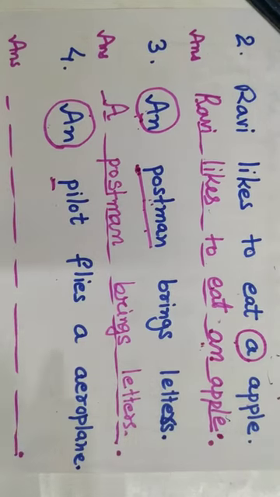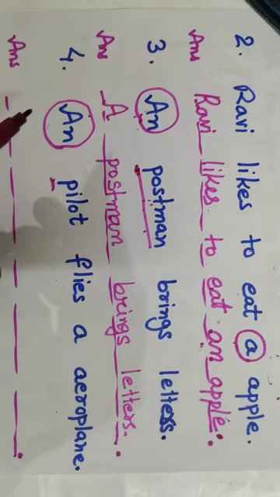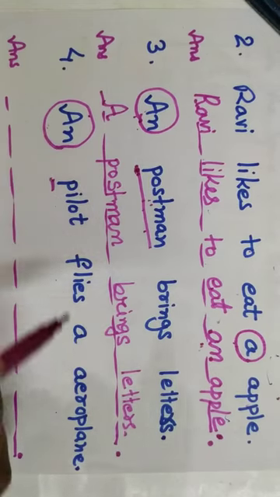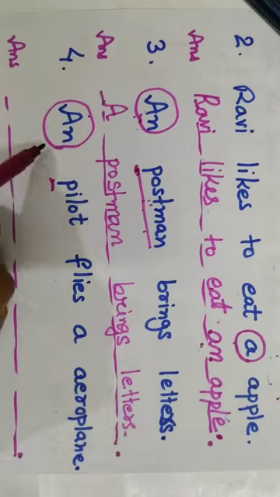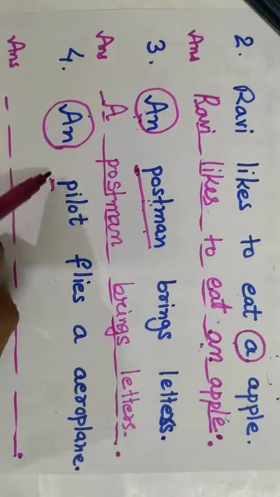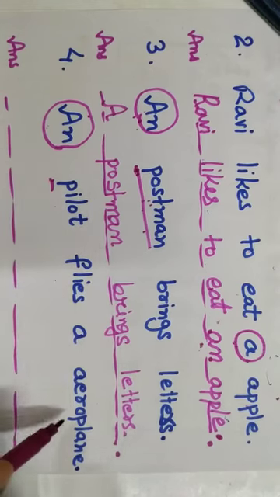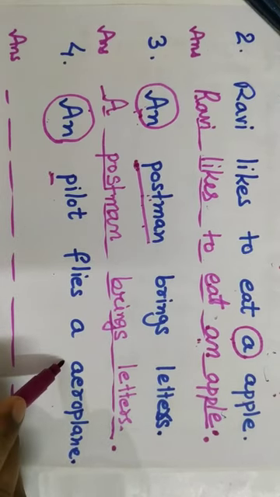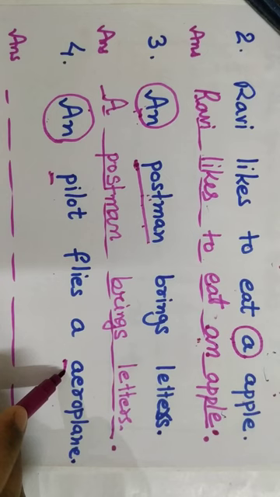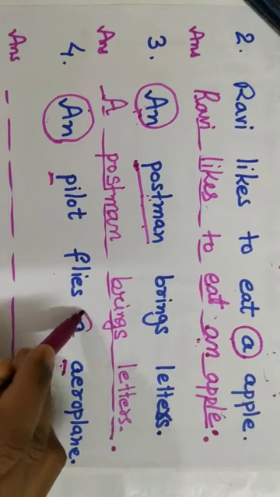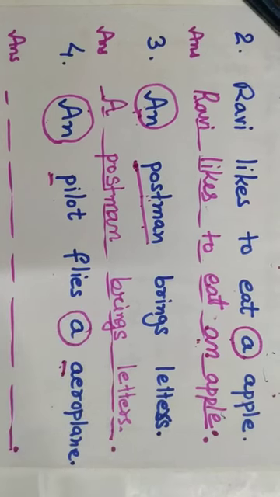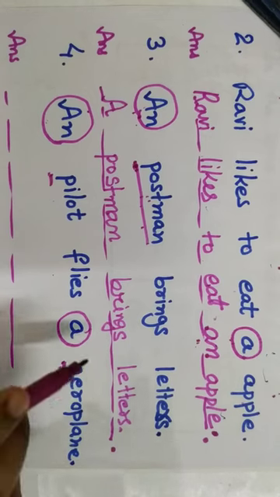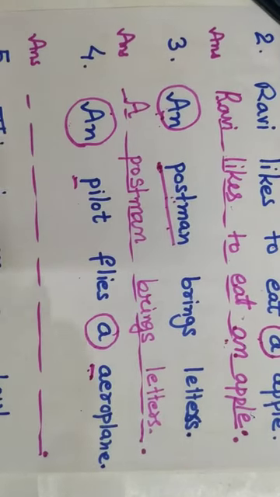There are also some more mistakes. See that, not only one, I got one more. An pilot, that is wrong. Flies a aeroplane. A aeroplane. A is what? Vowel. So before a vowel we use an. It is written wrong. So let us correct it.